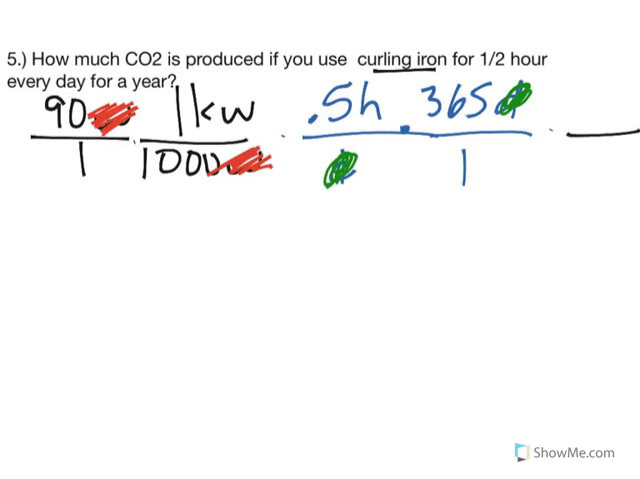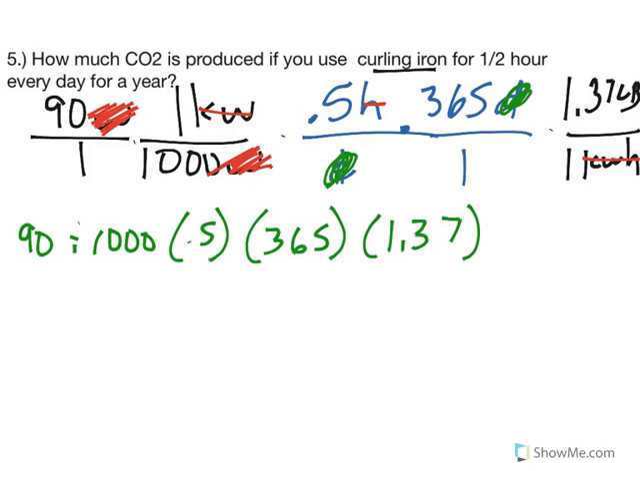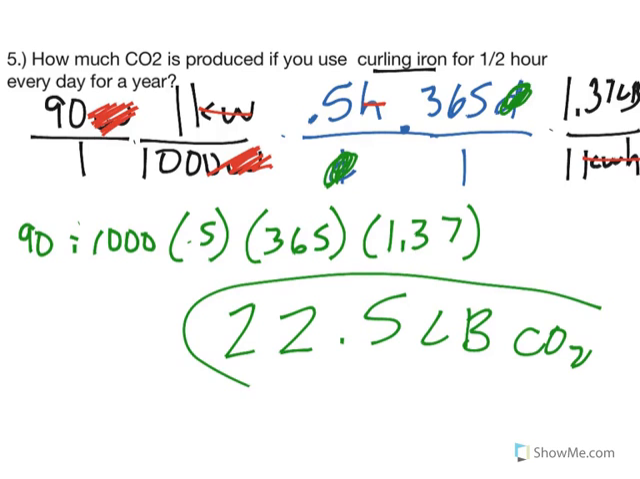Now I have kilowatt hours, so I'm going to have my 1.37 pounds times 1 kilowatt hour. And now kilowatt hour cancels out with kilowatt hour. And I will end up taking 90 divided by 1,000 times 0.5 times 365 times 1.37. And that gives me an answer of 22.5 pounds of CO2.